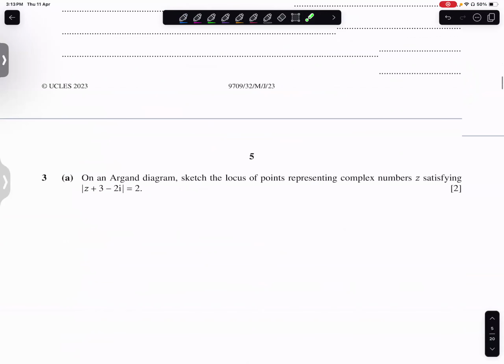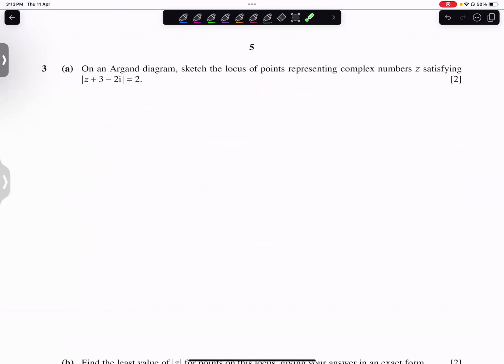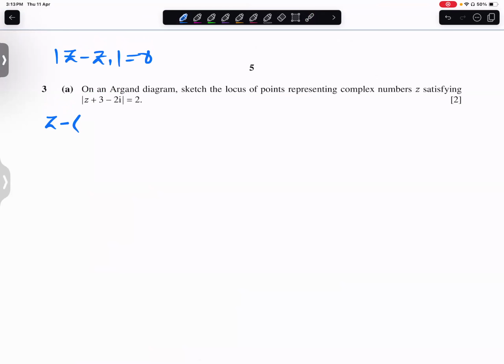So moving on to the next question: on the Argand diagram, sketch the locus of the points representing complex numbers satisfying this. As you know, students, if mod appears on only one side of an equation in z, this is an indication that this is a circle. So to make a circle, always try to write it in standard form. The standard form of a circle is mod of z minus z1 is equal to some r. So try to write this expression in the form of mod of z minus z1 is equal to r.